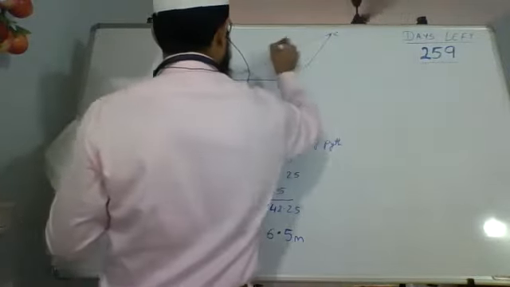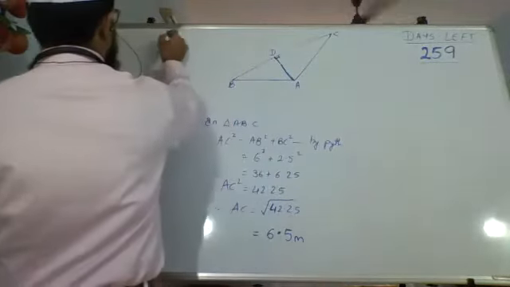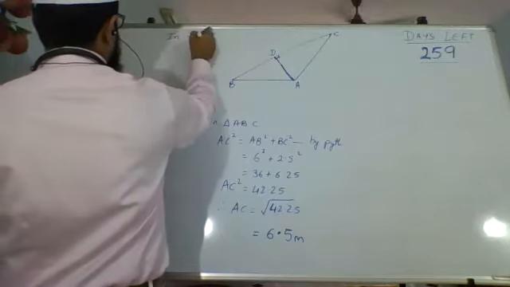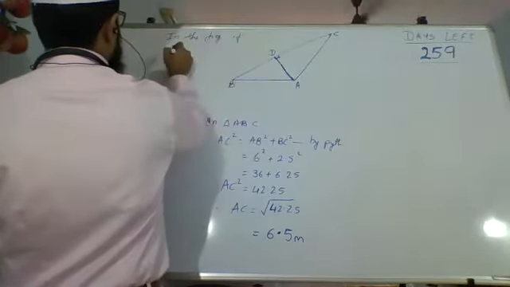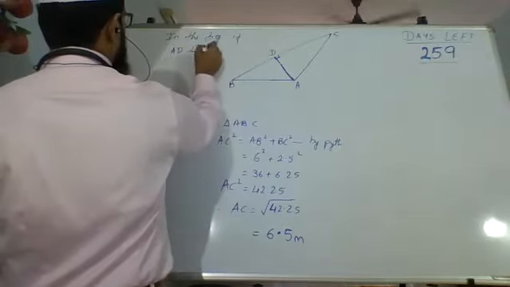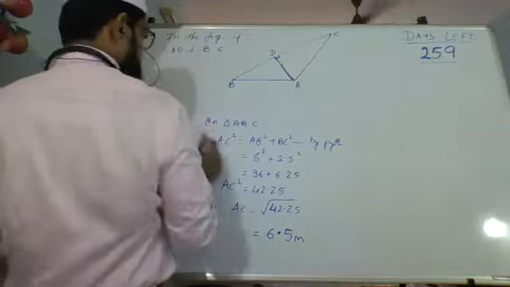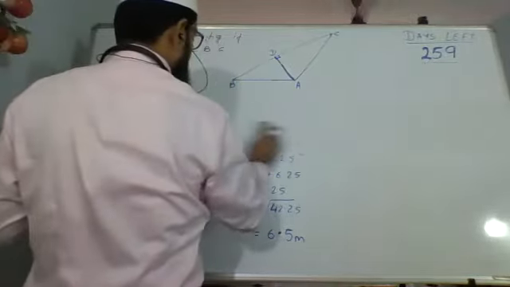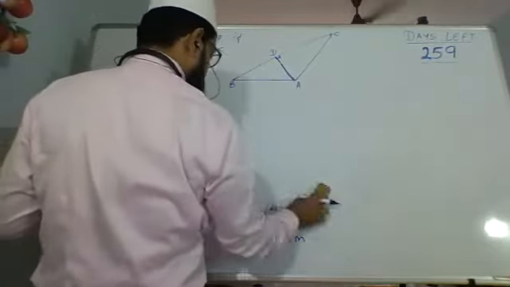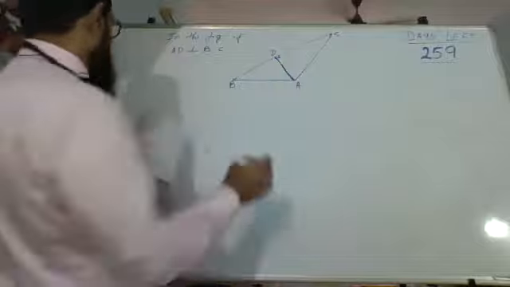Draw this figure. In the figure, AD is perpendicular to BC. Prove that... prove what? That's what we're going to see. BC is perpendicular to BC.